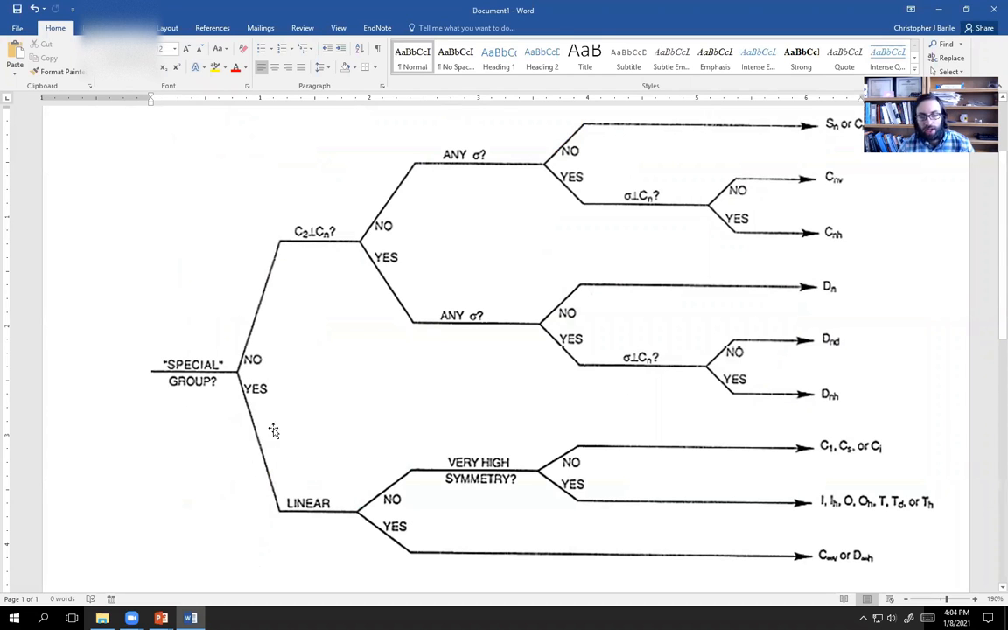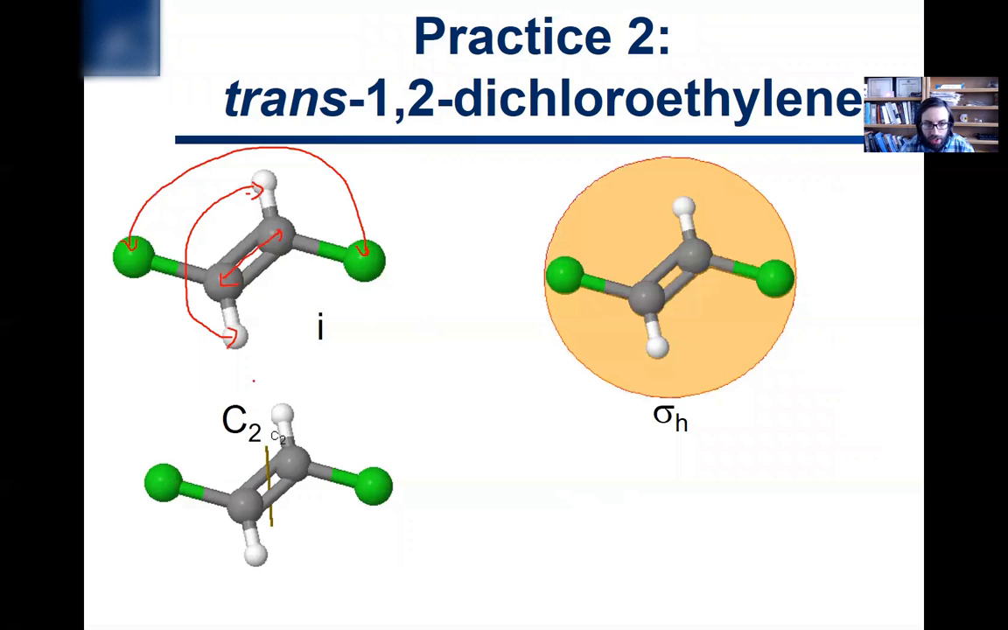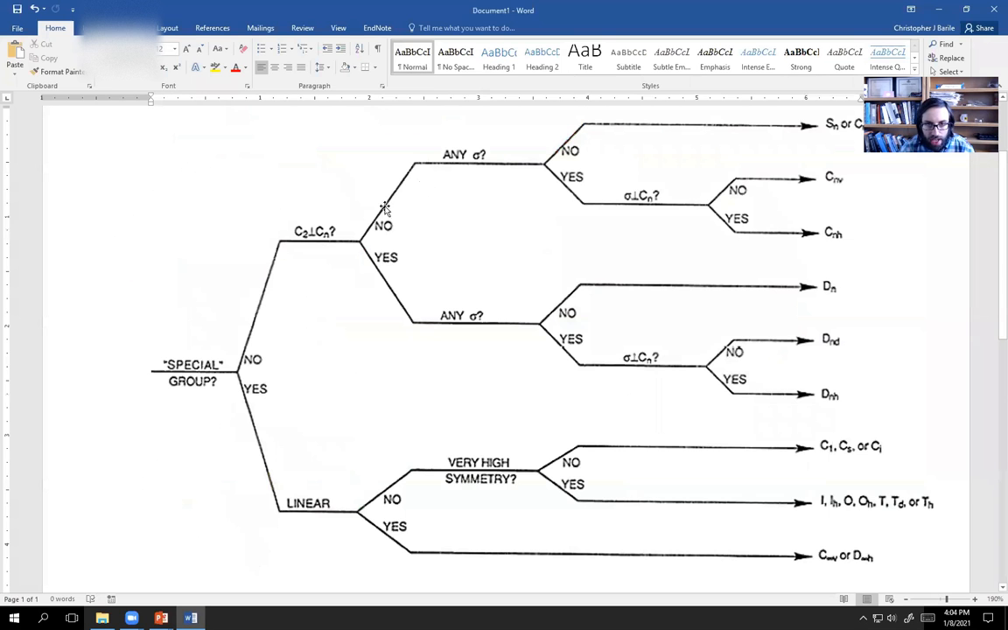We'd say, okay, no, we're not a special group. We're not linear or very high or very low symmetry. Usually we're not going to be. Do we have a C2 perpendicular to Cn? No, we only have one C2. There's no perpendicular C2 like here or anything like that, or here, so there's no. Okay, so the answer is no.